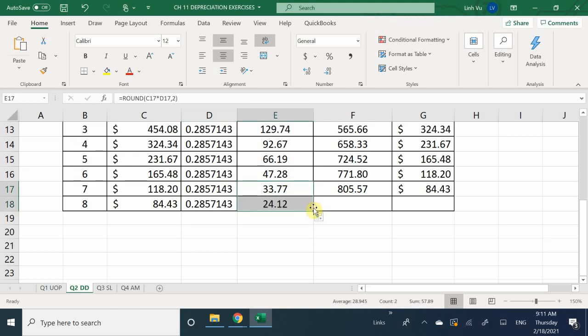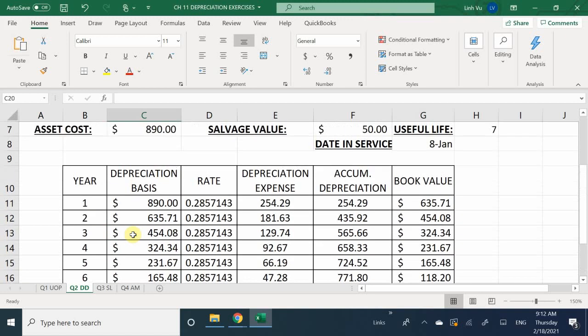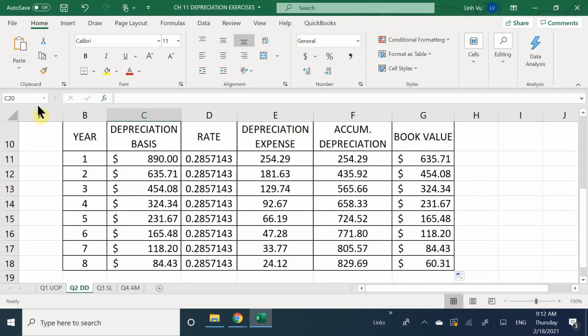2412, making my accumulated depreciation 89.69 (2412), making my book value 6031.